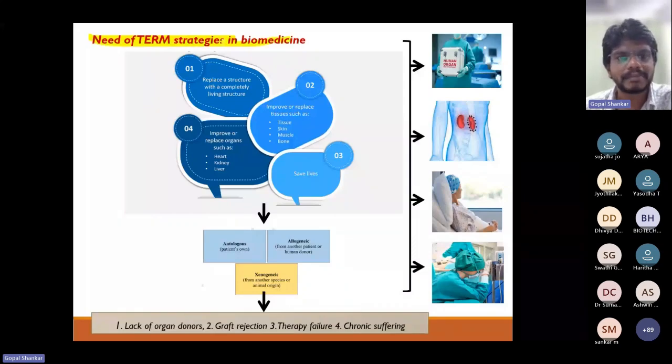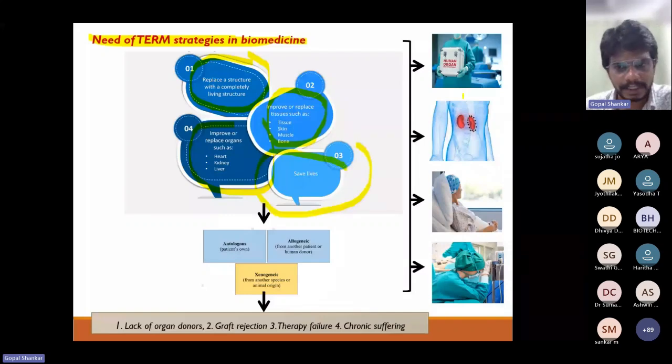So why do you need TERM in biomedicine? The first reason is that we need to replace structures that are getting damaged, or we need to improve or replace tissues that can be the skin, muscle, bone, whatever it is. And also sometimes you have to repair heart, kidney, etc. And ultimately when you do this, you save life. And problems we have are lack of organs, donor morbidity, and graft rejection, therapy failure, etc. So the gold standard method for tissue engineering is grafting.